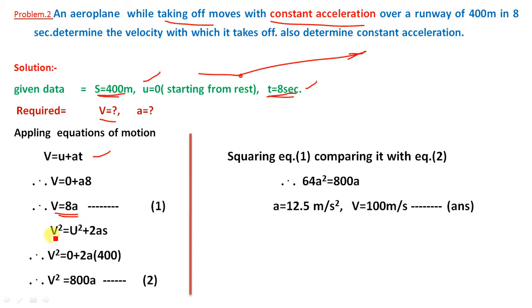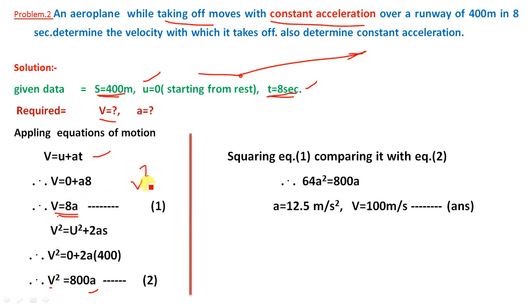Then the second equation, v square is equal to u square plus twice of as. So v square is equal to, u is 0, twice a, s is given 400. From that you will get v square is equal to 800a. If you observe these two equations, the left hand side is v in one and v square in the other. So can we compare them after squaring equation number 1? Definitely.